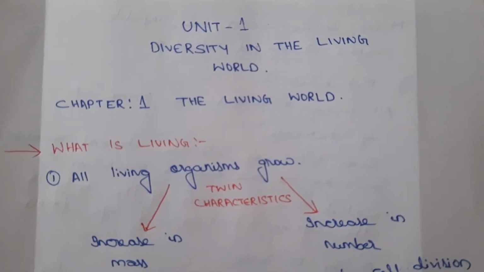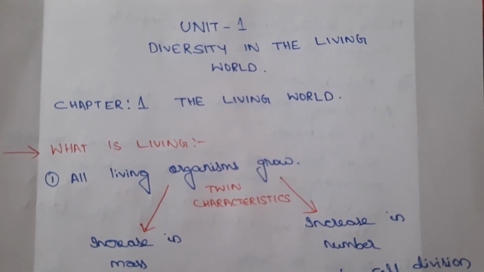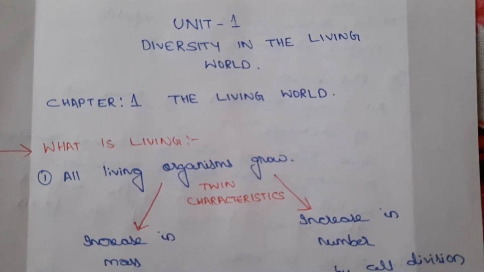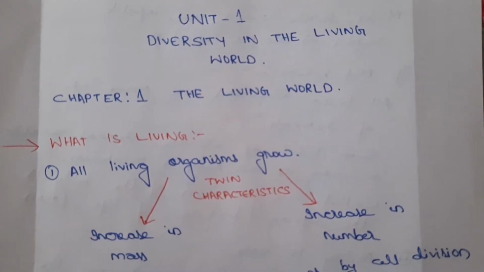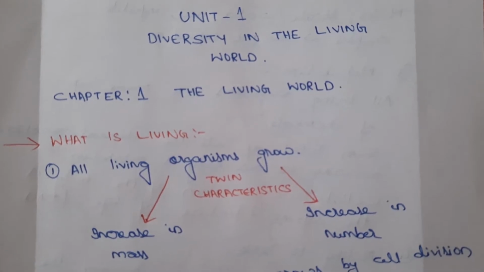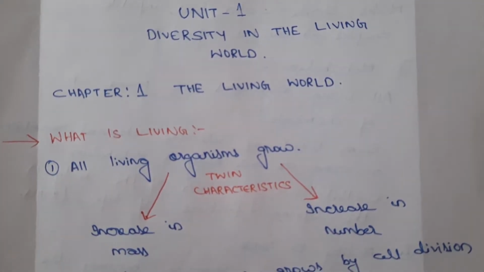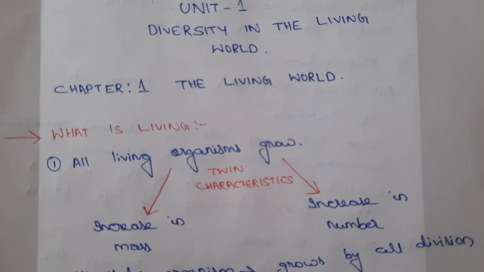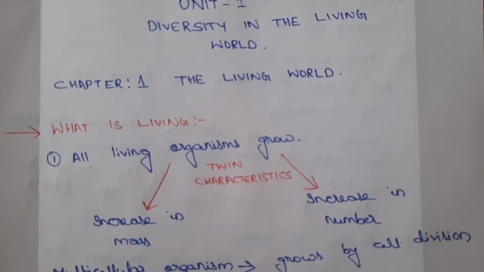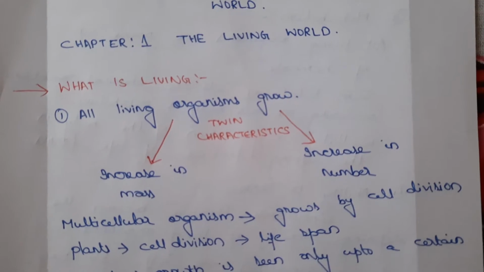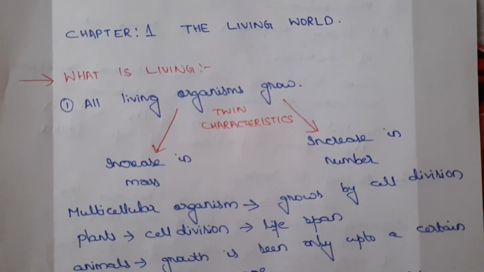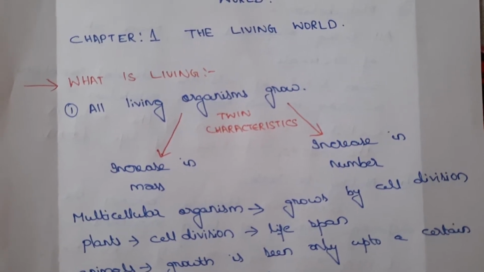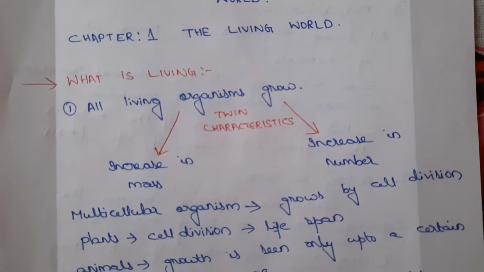So we will go into the first unit, that is diversity in the living world. Under that we shall discuss the first chapter, that is the living world. We shall discuss half portions of the first chapter in this video and the remaining half in the next video, so that it will be easy to understand. The class is based on the NEET syllabus as well as the NCERT syllabus. So let's go into our session.